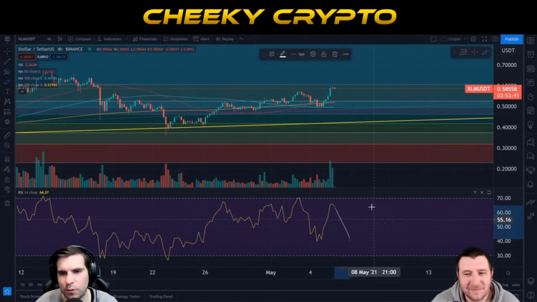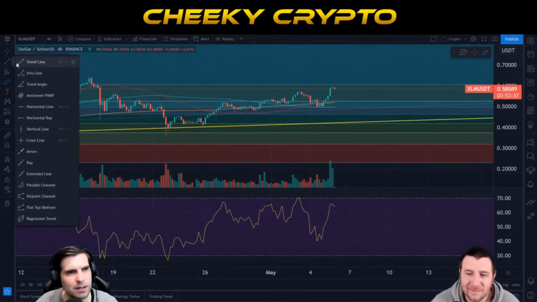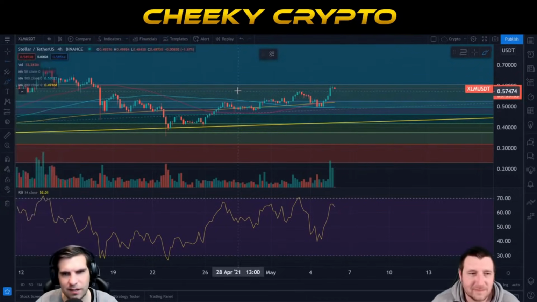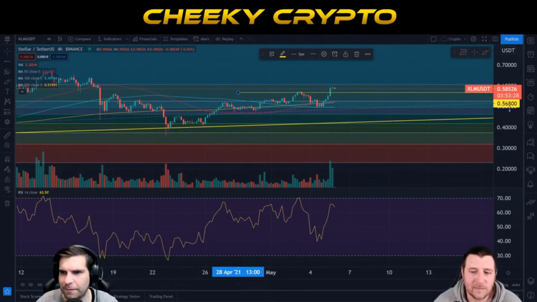So we're expecting a slight pullback here, probably looking to come back down to, I'm going to just mark that quickly and grab my horizontal ray here. I would say that we're probably looking to come back into about here, about this line here, which would be about 56.8.